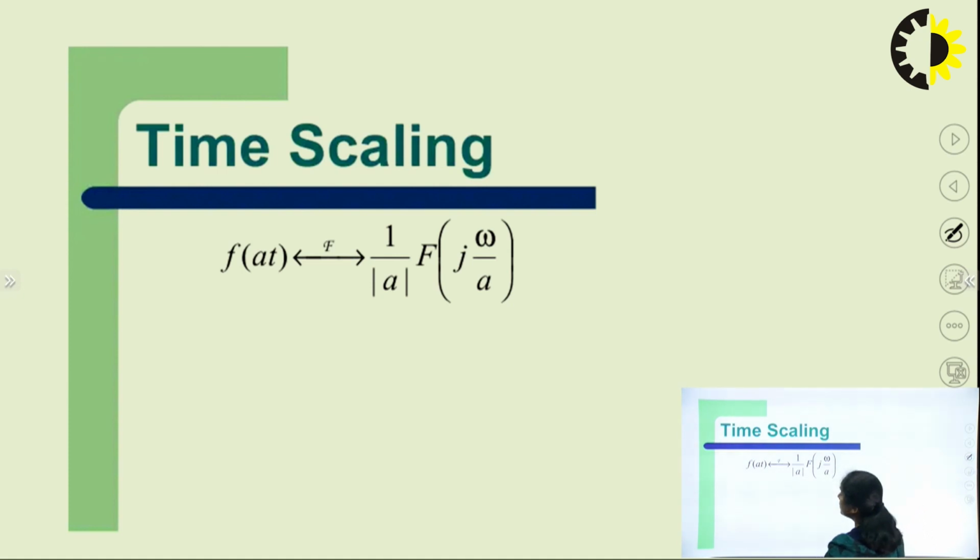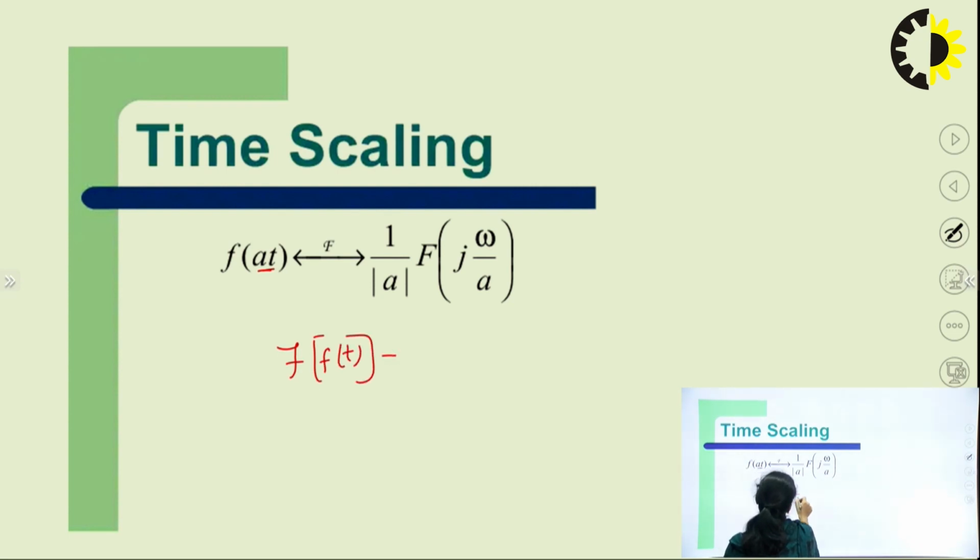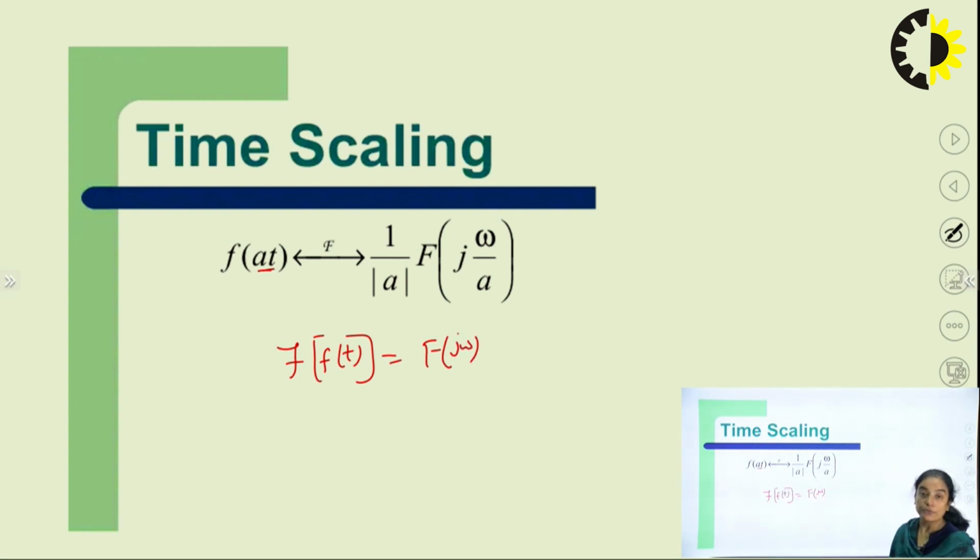Here scaling means time is being multiplied with a constant. Okay, so that a may be positive, that a may be negative. So f(at), here f(t), Fourier transform of f(t) that I have assumed is F(jω). Then Fourier transform of f(at) will be 1 by mod a F(jω by a).